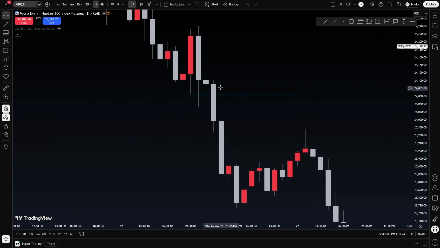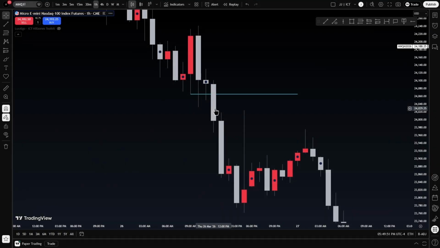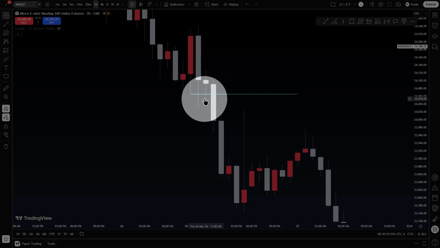Okay. Now, for the second part of the redelivered rebalance's range, you want to find the candle that fully overlaps this entire wick here. When I say fully, I don't mean go through it just a little bit. I mean the candle that finalizes the overlapping of this wick, in which this is that candle. That candle fully overlaps this wick here.